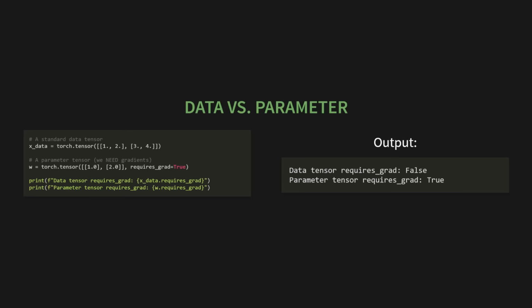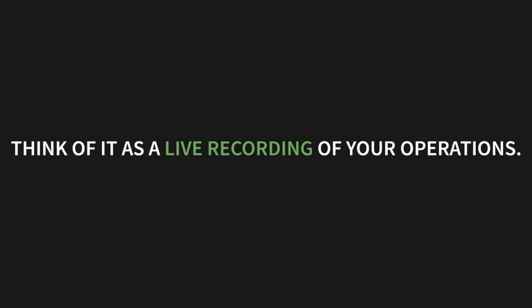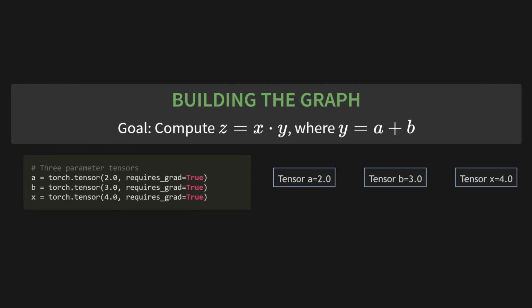Once you flip that switch to true, something incredible starts happening behind the scenes. PyTorch begins to build a computation graph. Think of it as a live recording of your operations. Let's walk through building the graph together, step by step. Our goal is to compute z = x * y, where y = a + b. First, we need 3 parameter tensors. We create a = torch.tensor of 2.0 with requires_grad=True. Then b = torch.tensor of 3.0 with requires_grad=True.